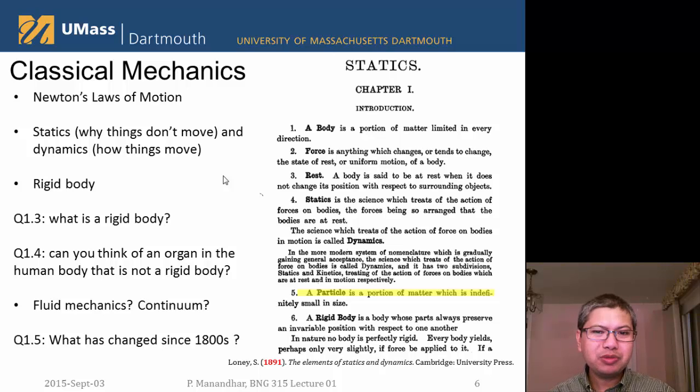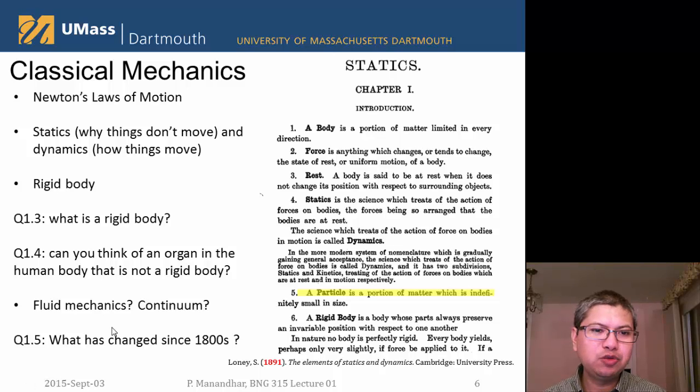For example, there's a book on statics from 1891. It's called The Elements of Statics and Dynamics, and it talks about rest, force, and rigid bodies and particles. A rigid body can often be idealized as a point mass, as if all the mass in the body is concentrated at one point. Where could that be?